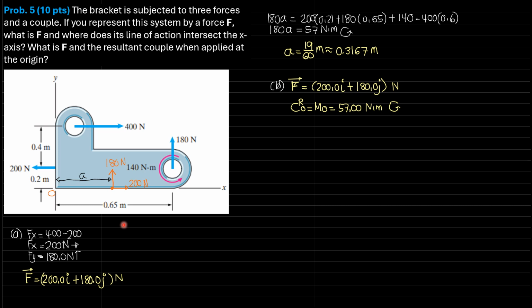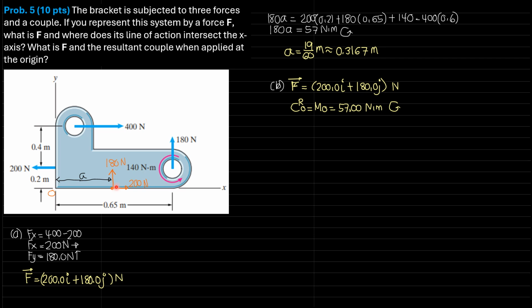Then for the second question, where its line of action intersects the x-axis. So this is the force and these are the components, and we apply the principle of moments, or Varignon's theorem, that is, the moment of the resultant is equal to the sum of the moments of its components. Actually, these are the forces of the original system.